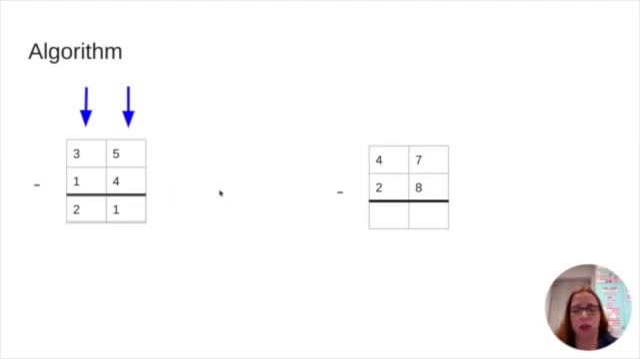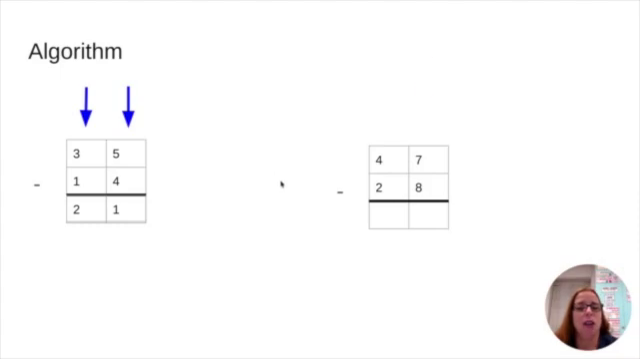The students, they know how to do this one pretty well. All right, then we'll look at 47 minus 28. This one does have regrouping, and the students do struggle with regrouping in subtraction problems.